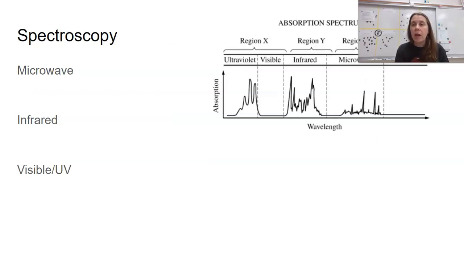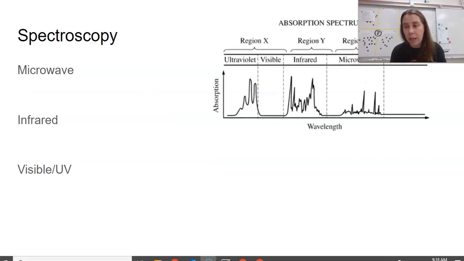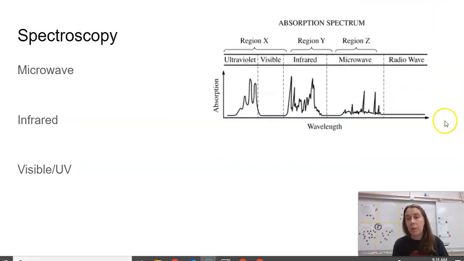All right, so now let's talk about spectroscopy. What can we do with these different types of radiation, and how can it tell us about molecules? So spectroscopy is basically just using that electromagnetic spectrum to learn about a particular sample that has molecules in it.